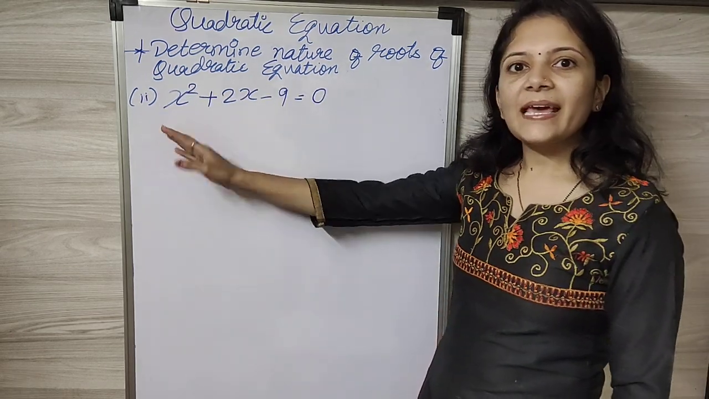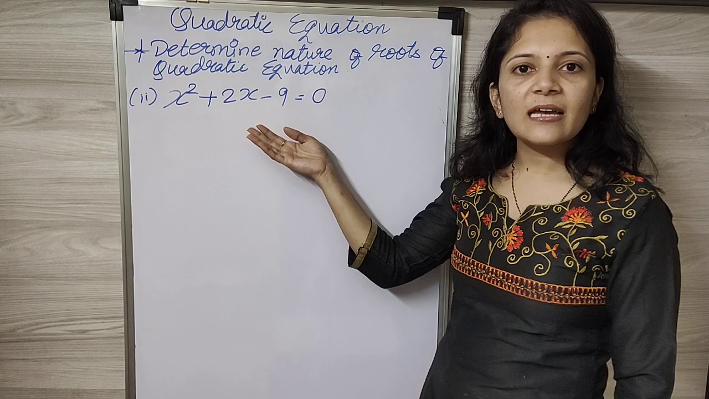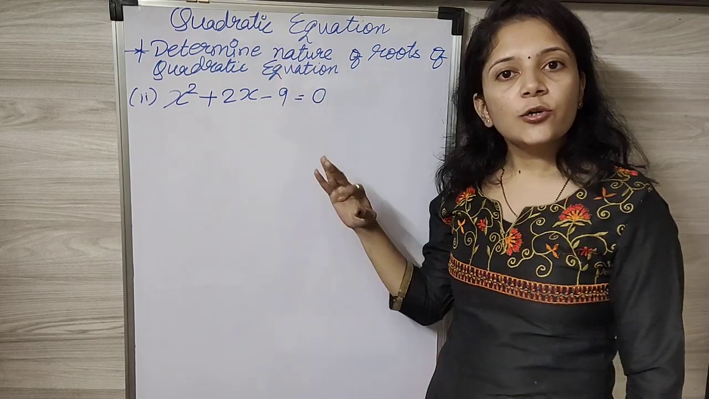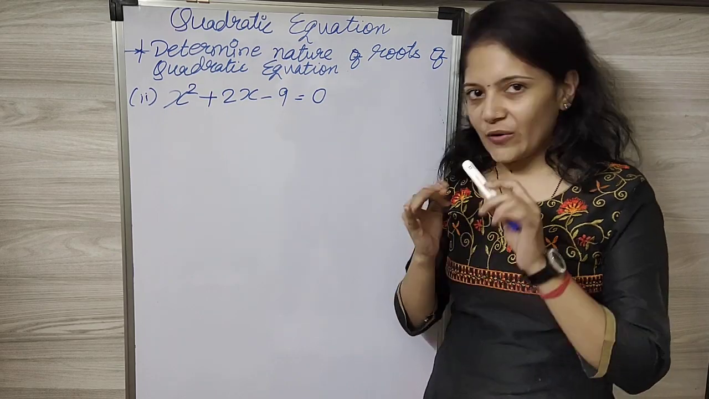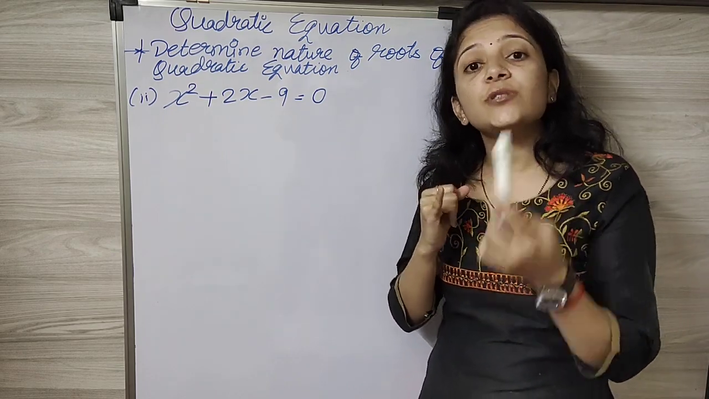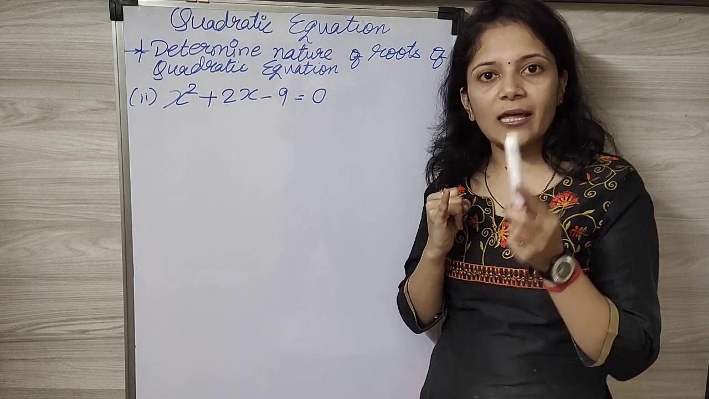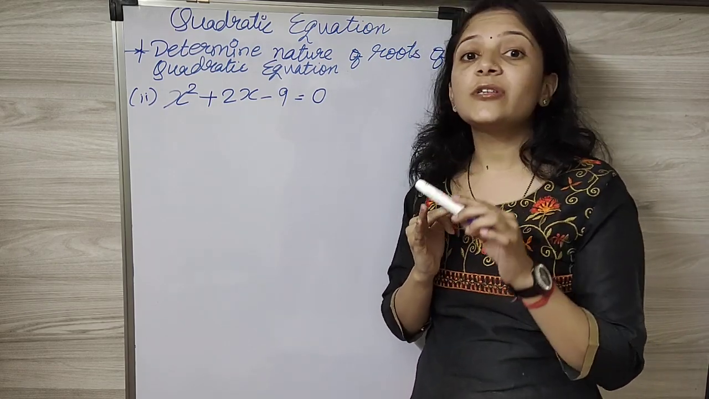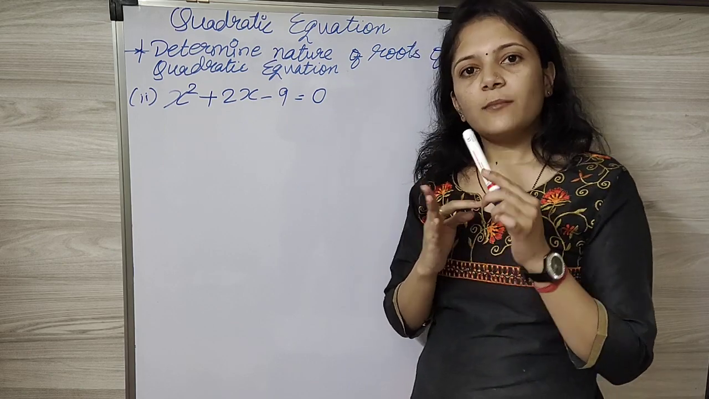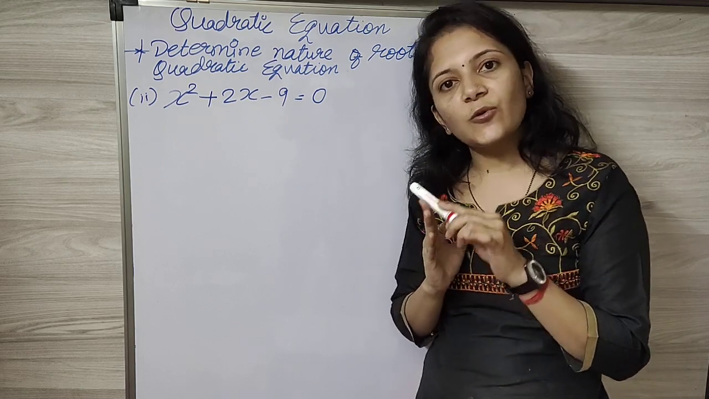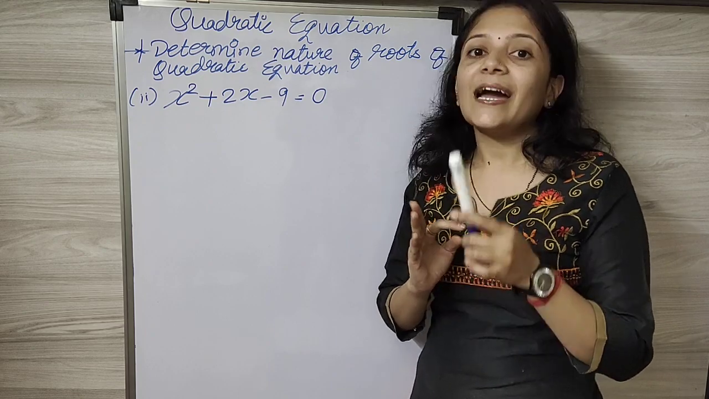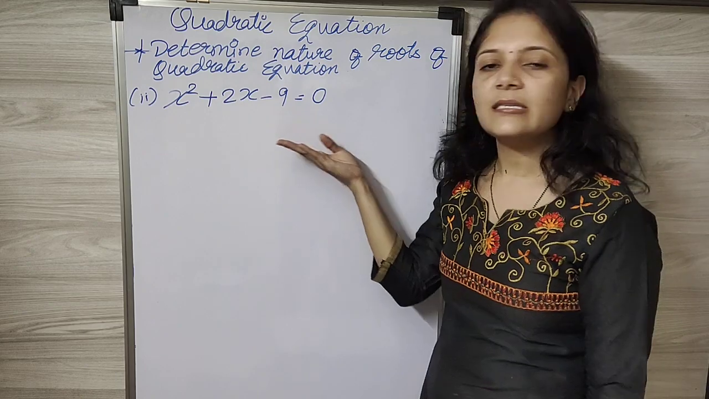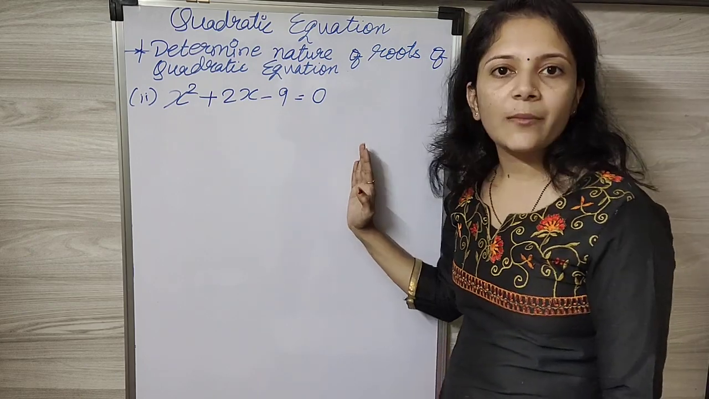The second sum is x square plus 2x minus 9 is equal to 0. Again same thing, we have to determine the nature of the roots. 3 conditions we have seen. First was equal to 0, the roots are equal and real. Next was less than 0, that is roots are not real. And third was a positive number, greater than 0, then roots are real but unequal, right? So which of these conditions is suitable for this equation, we have to determine.